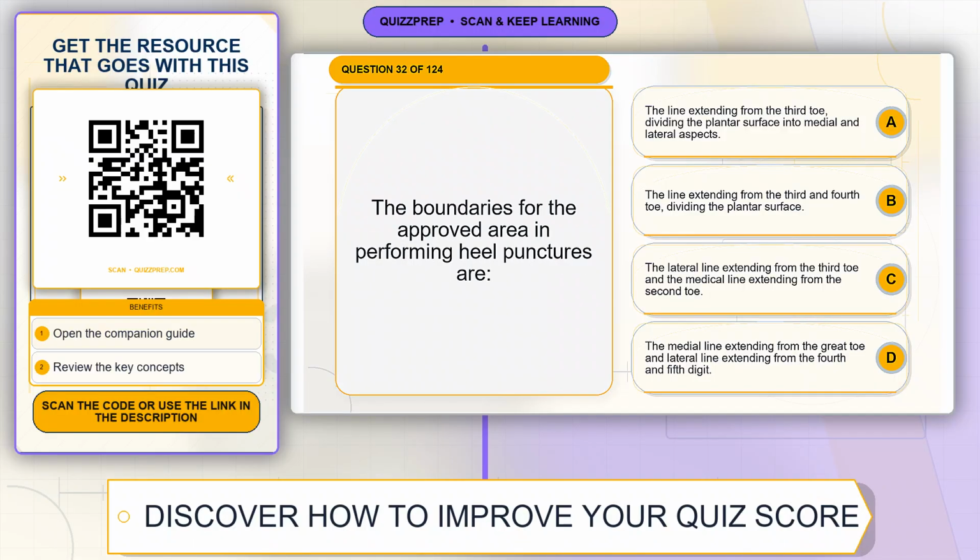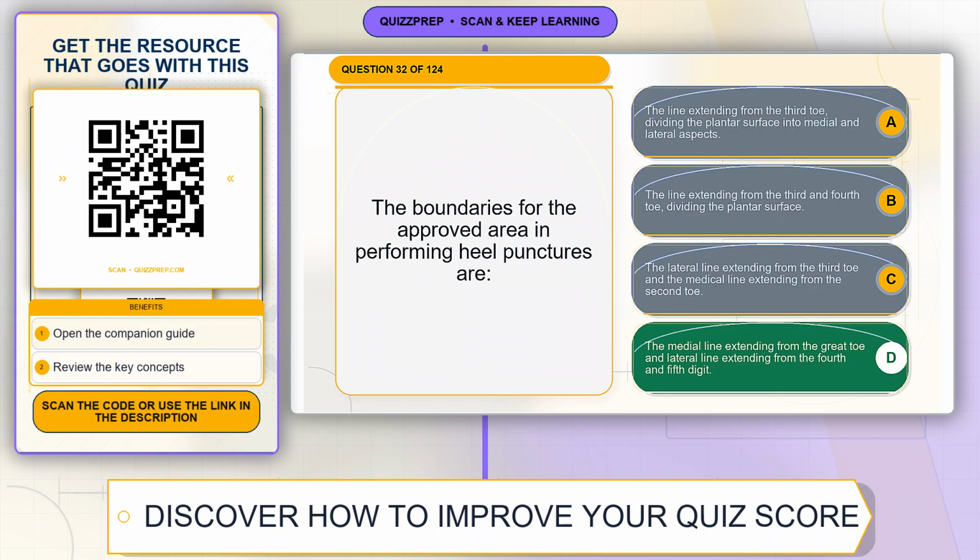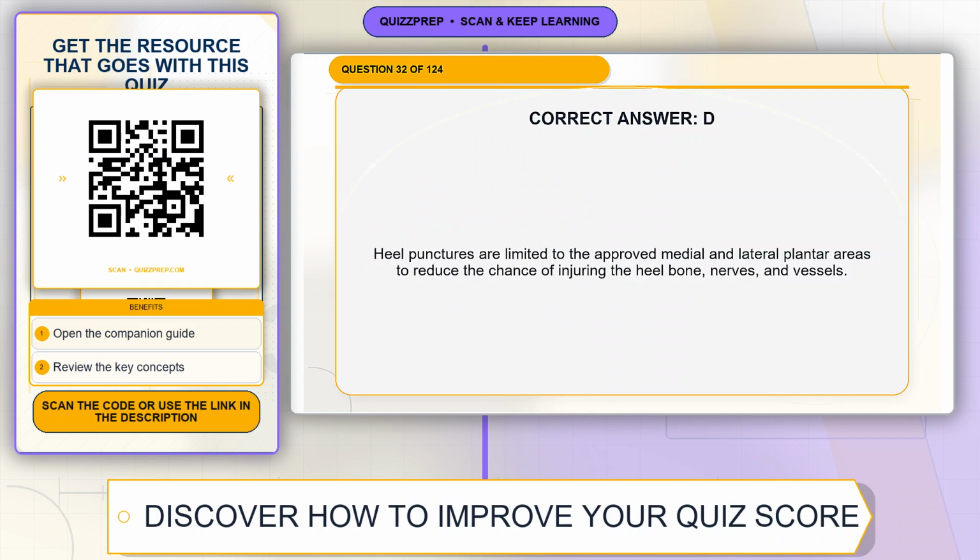Question 32. The boundaries for the approved area in performing heel punctures are Option A, the line extending from the third toe, dividing the plantar surface into medial and lateral aspects. Option B, the line extending from the third and fourth toe, dividing the plantar surface. Option C, the lateral line extending from the third toe and the medial line extending from the second toe. Option D, the medial line extending from the great toe and lateral line extending from the fourth and fifth digit. The correct answer is option D, the medial line extending from the great toe and lateral line extending from the fourth and fifth digit. Explanation. Heel punctures are limited to the approved medial and lateral plantar areas to reduce the chance of injuring the heel bone, nerves, and vessels.